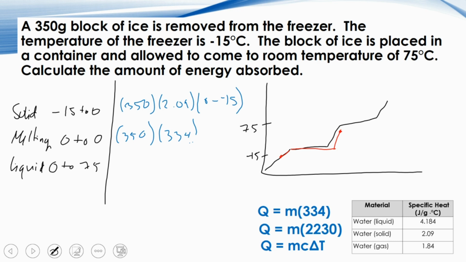And then we're going to do the last one, which would be 0 to 75. So what that's going to be is 350, and because now we're talking about liquid, we need to use the specific heat of liquid, which is 4.184, and that's of course of water. Okay, that does not look like an 8. That's supposed to be an 8. And then the final minus initial temperature, so 75 minus 0. So we would get 3 different answers here, and then at the end, we would add them all together.